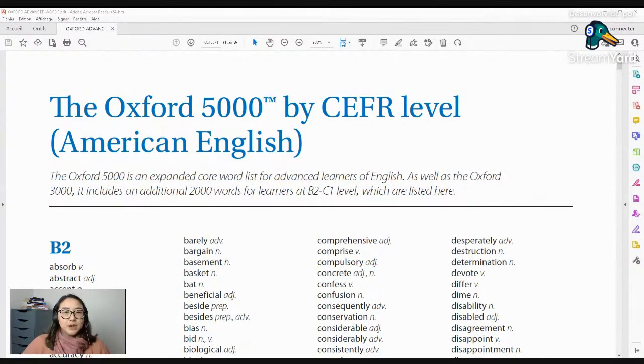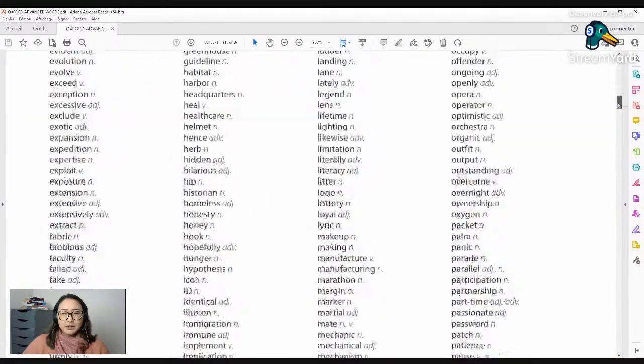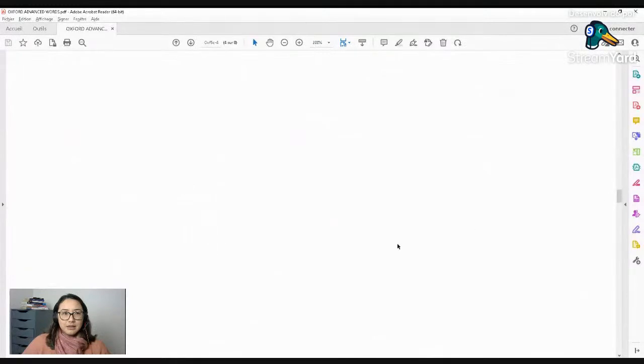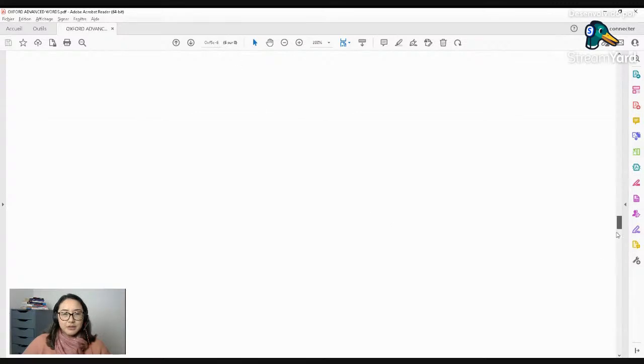So can you see the Oxford 5000 by CEFR level, right? And they put here the B2 from C1 level, okay? And they have also C2, if I'm not wrong. Yeah, yeah. C1. And then we have C2. It's not showing, but it has. Can you see there are 8 pages here? I don't know what happened. Okay. My PDF is a little bit crazy.